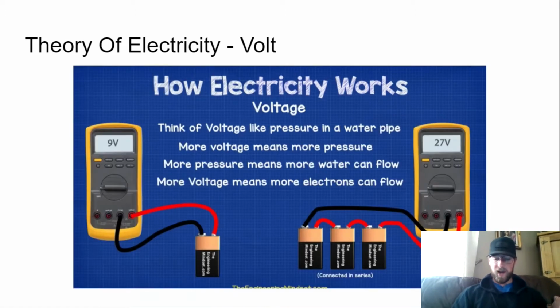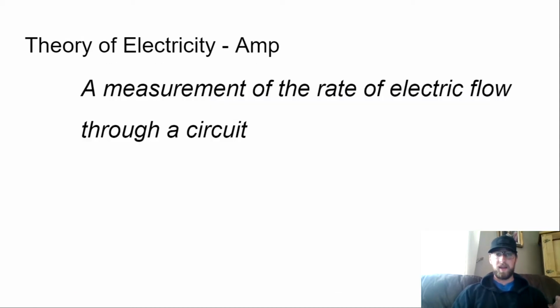So two terms which are commonly used when talking about electricity are volts and amps. A volt is a measurement of how much force that source of power is pushing electric current with, and amps are a measurement of the rate of electric flow through a circuit. So volts are more so pressure, amps are more so volume.